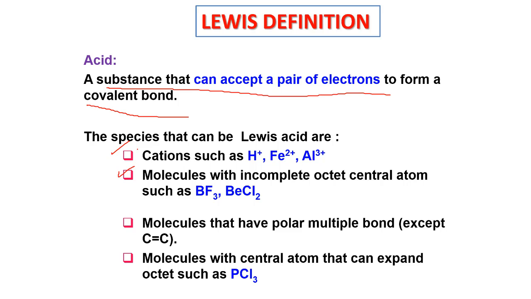Okay. Molecules that have polar multiple bond except carbon-carbon double bond. Molekul yang ada polar multiple bond. Ada double bond ataupun triple bond yang polar. So kalau carbon-carbon double bond ini dia non-polar multiple bond sebab they have same electronegativity between carbon atoms. Alright? Okay. Molecules with central atom that can expand octet such as phosphorus trichloride. Okay. Contoh lain adalah molecules yang central atomnya boleh mengalami expanded octet such as phosphorus trichloride.